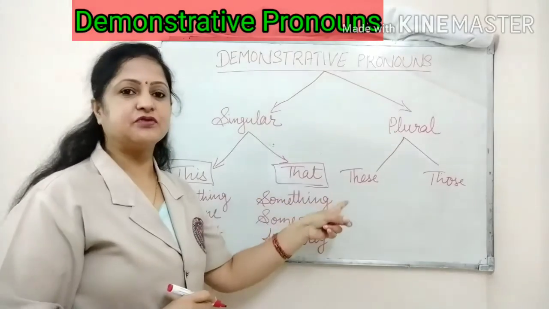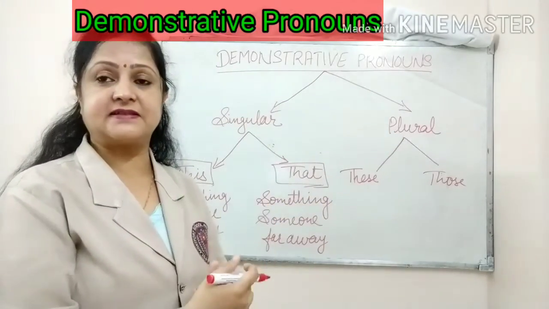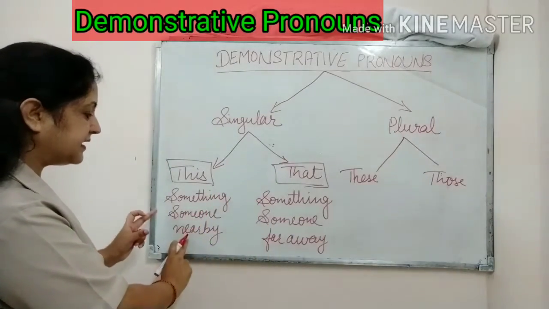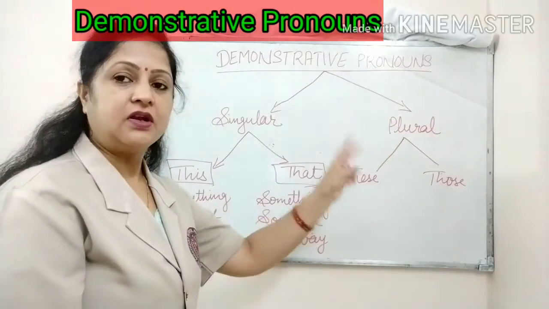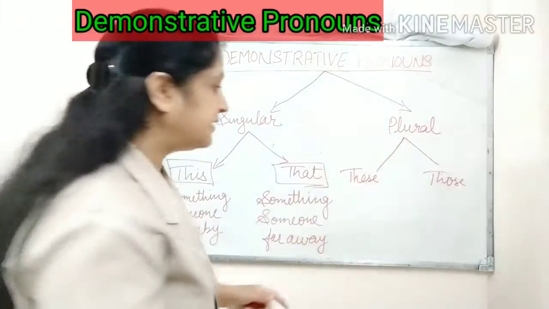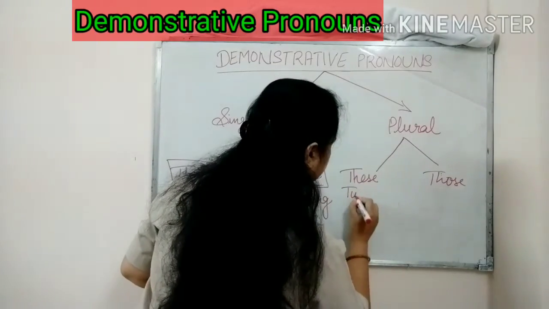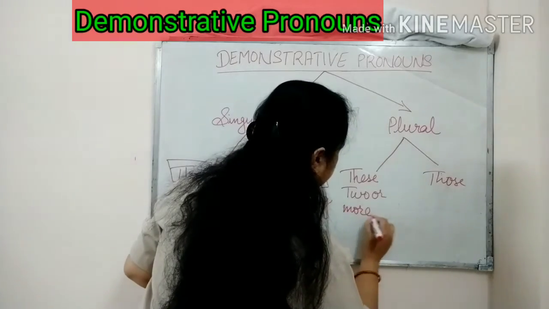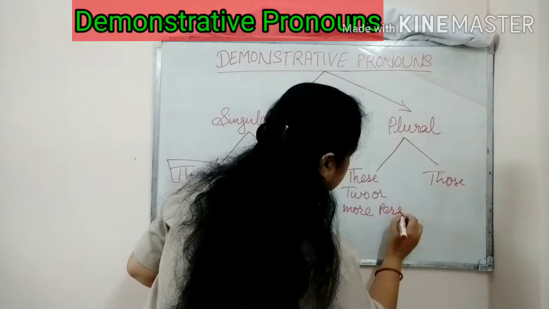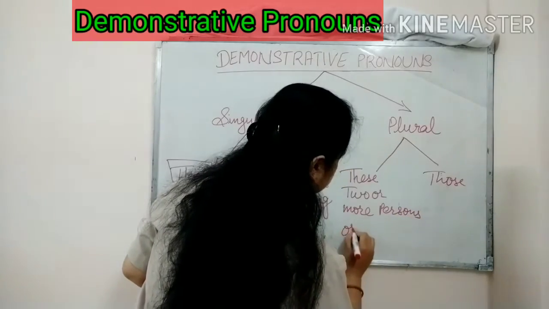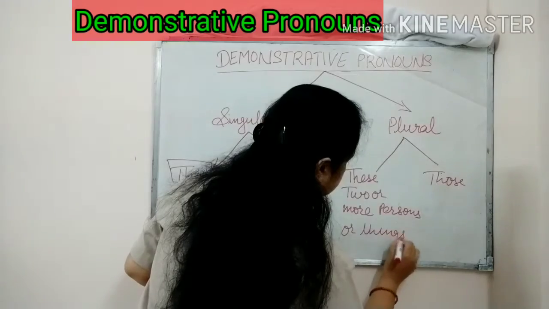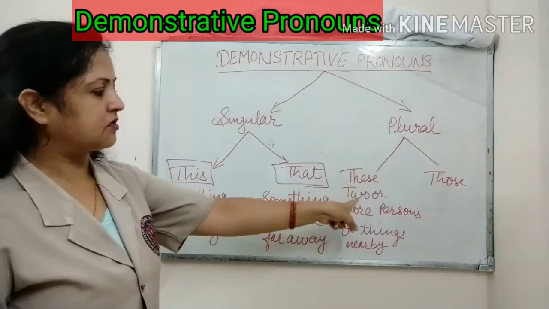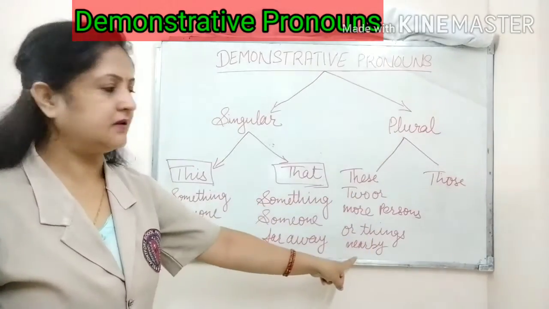So these is used for two or more persons or things nearby. Here, for this, we use it for one person or one thing nearby. Here these is used for two or more persons or things nearby. Okay, two or more persons or things nearby.